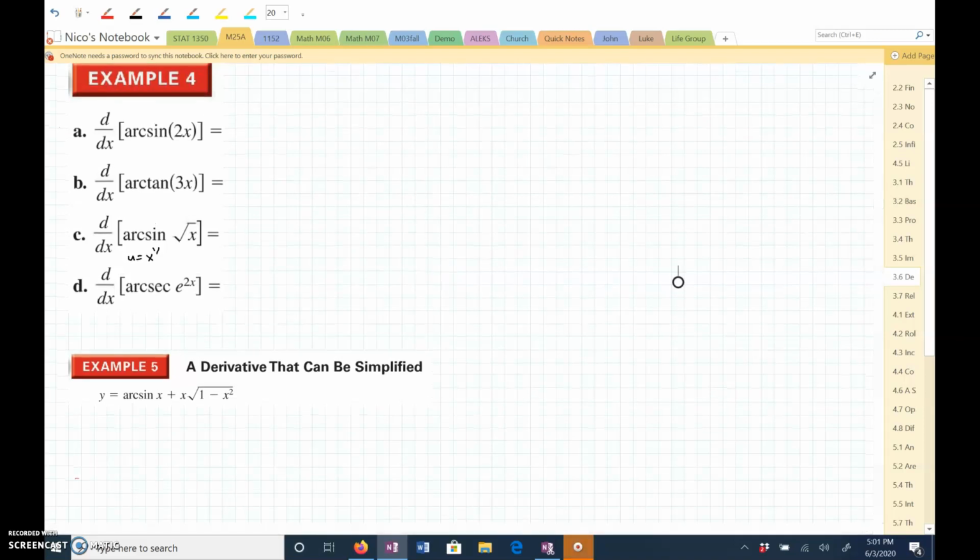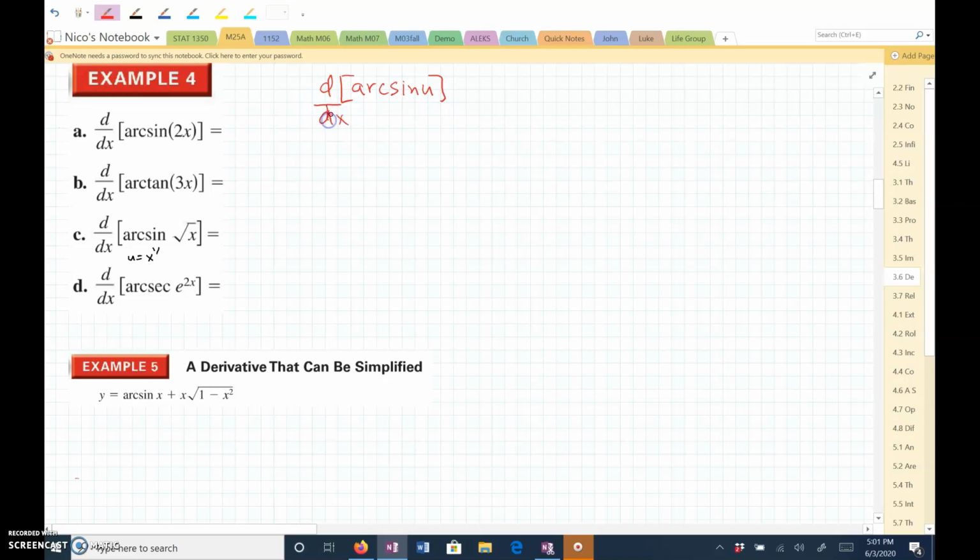Example 4. Find the derivative of arc sine of 2x with respect to x. First of all, remember that when we're taking the derivative of arc sine of u with respect to x, where u is any function in terms of x, the rule is it's going to be u prime all over the square root of 1 minus u squared. So we need to apply this rule to this derivative.